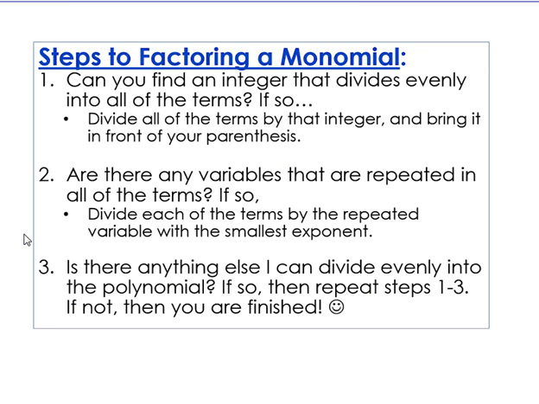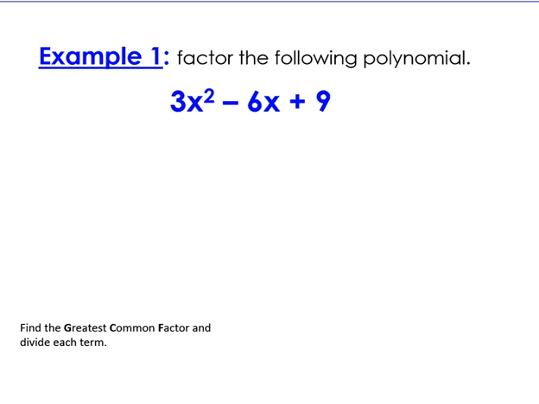These are the steps to factoring a monomial. In other words, we are looking for a GCF. And what that stands for is greatest common factor. So what we're looking for is the biggest number that I can divide by everything. Also, how many variables I can take out of everything. So let's look at an example.